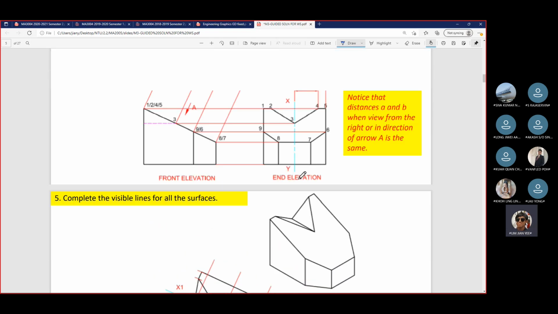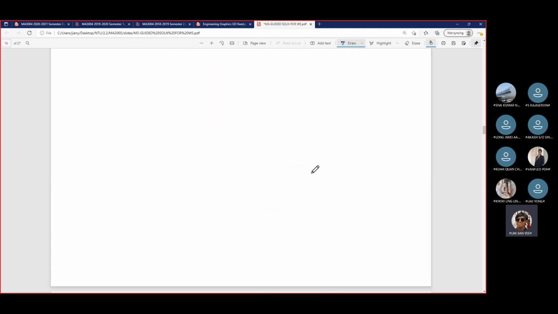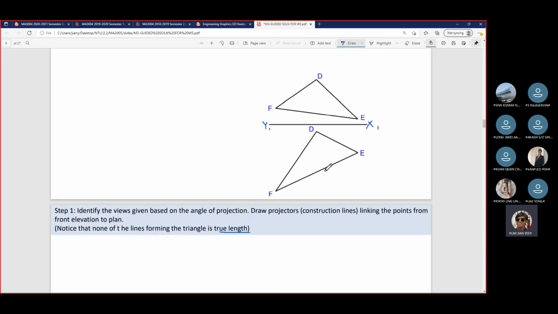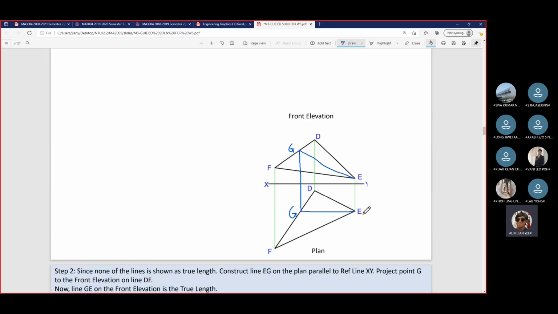Actually, there's one more type of question for this. He'll give you a triangle and you have to play around with it. So you create a parallel line. So step one, create a parallel line. They have spelled parallel wrong. Step two, reflect.